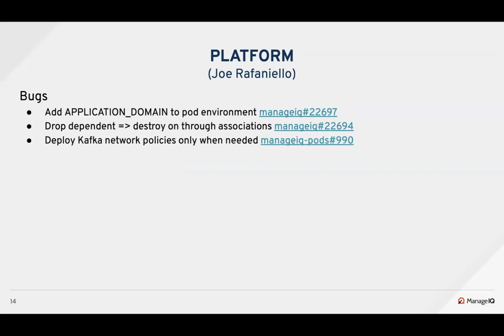Next slide. For platform bugs, Adam added the application domain to the pod environment so we can build accessible URLs. Keenan removed the dependent destroy on through associations, which already were handled by other associations. And Nasser changed Podify to add Kafka network policies only when it's configured to use this messaging service. That's it for the platform.